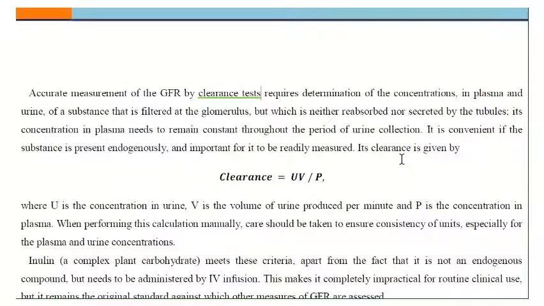Its clearance is given by this equation: clearance equals U times V over P. U is the concentration in urine, V is the volume of the urine produced per minute, and P is the concentration in the plasma. When performing this calculation manually, care should be taken to ensure consistency of units, especially for the plasma and urine concentrations.